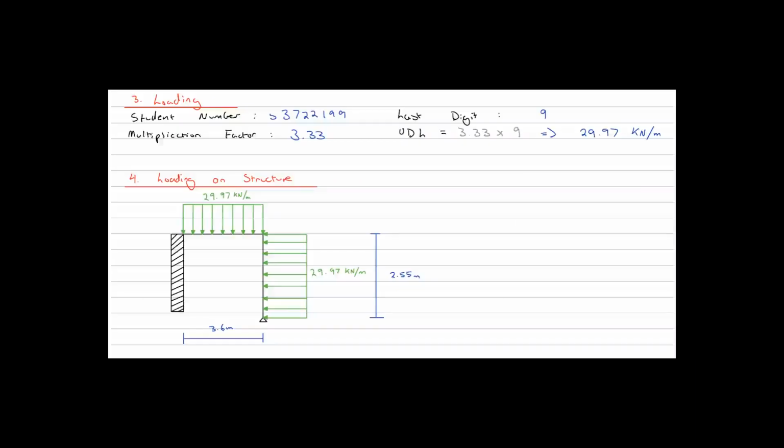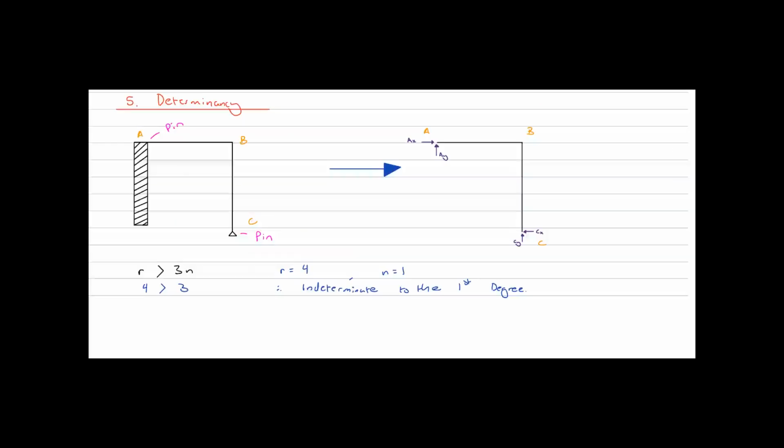A uniformly distributed load is placed along the top beam and column of my veranda, with its magnitude dependent on my student number to create variability amongst my classmates. To make this structure indeterminate, I changed the support conditions from pin and roller to pin and pin to give me a degree of indeterminacy of 1.